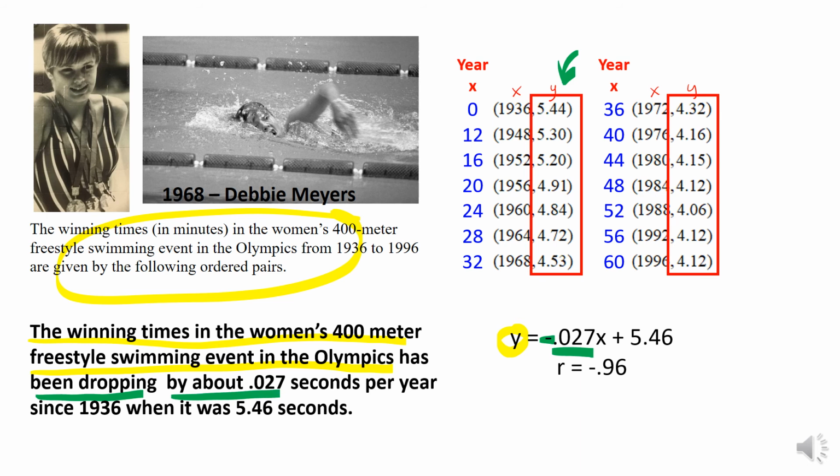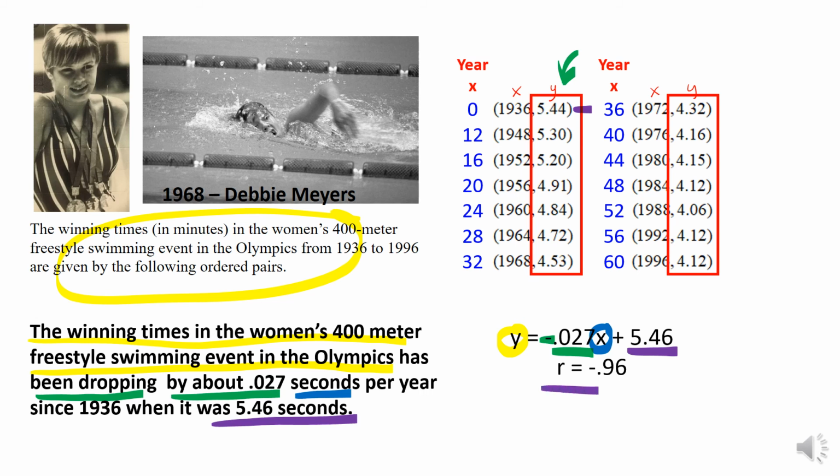So you want to make sure you get that. So that's our X value. And then per year since 1936, when it was about 5.4 seconds, and there is our Y value. Now this Y value is pretty close to the Y value we were given for year 0.